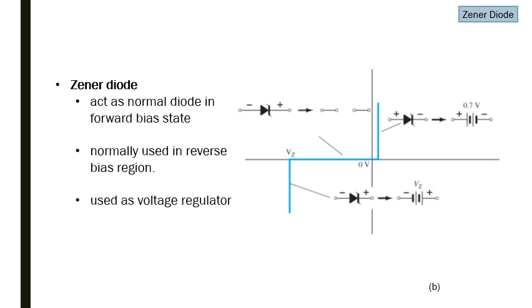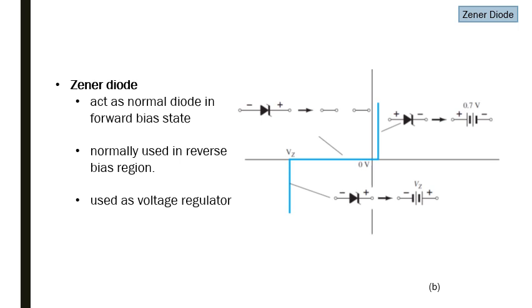Zener diode is a type of diode that acts as a normal diode in forward bias state. This is the diagram of the characteristic curve of a Zener diode. We can see in forward bias state, the diode is acting like a normal diode. That means it has some Vk here, and if we apply voltage greater than Vk, then it will lock here and current will rise like this.